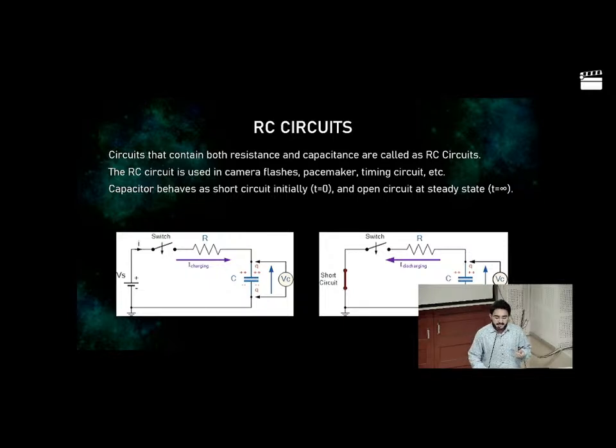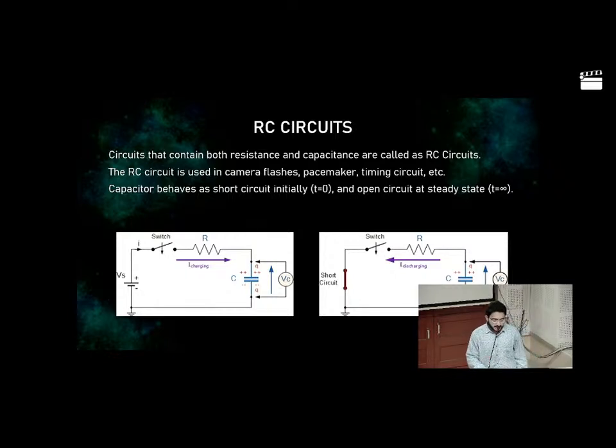Now there is an intrinsic property of a capacitor that it doesn't allow any sudden change of voltage across it. So in the left diagram you can see that initially the capacitor is uncharged. As soon as we close the switch at t equal to 0, Vc(0-) is 0, so Vc(0+) will also be 0. So the capacitor will be short circuited when we close the switch. That means the current flowing through the circuit will be Vs by R.